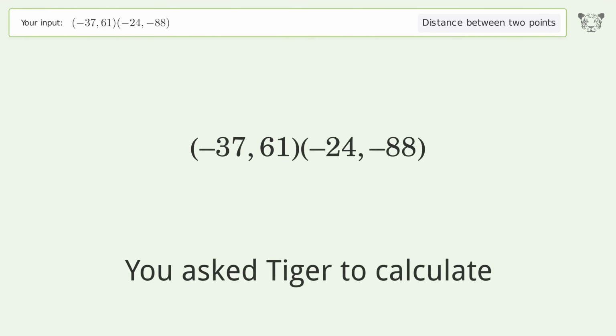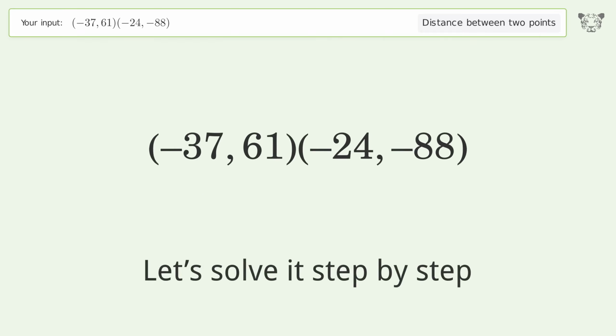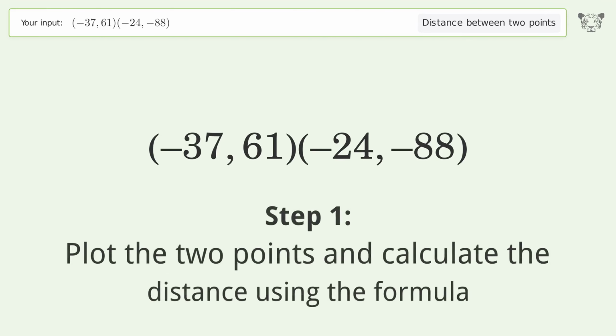You ask Tiger to calculate. This deals with the distance between 2 points. The distance between the 2 points is the square root of 22,370, or 149.566. Let's solve it step by step. Plot the 2 points and calculate the distance using the formula.